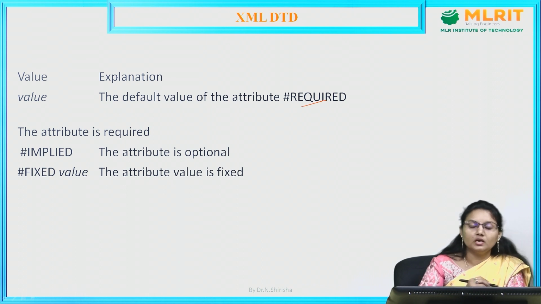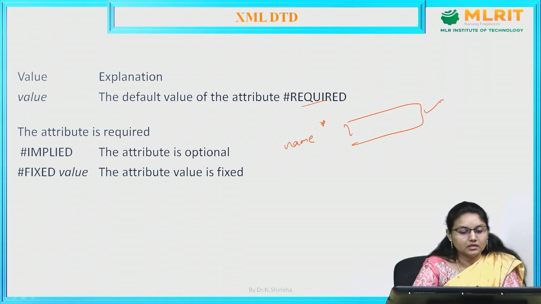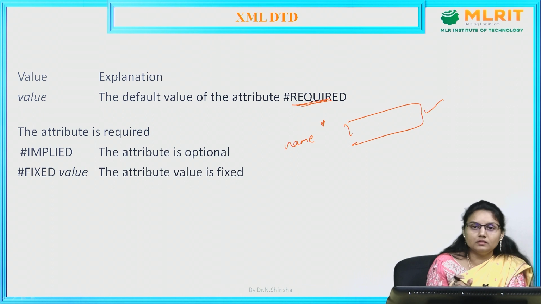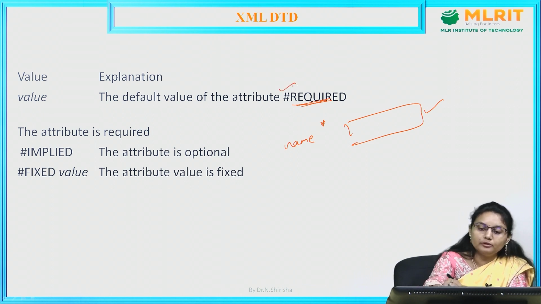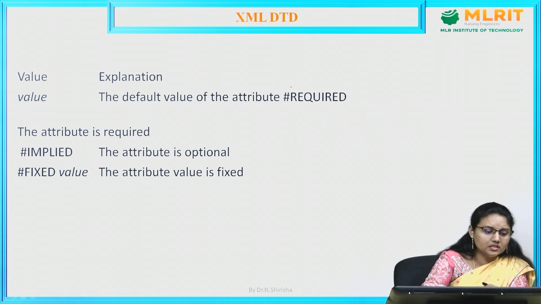In forms, if you see a name with a star, what does that mean? The name has to be mandatorily given. You cannot skip that field. That is the meaning. Similarly, here if you give #REQUIRED in the attribute, it means you have to give the value for that. Similarly, #IMPLIED means the attribute is optional.